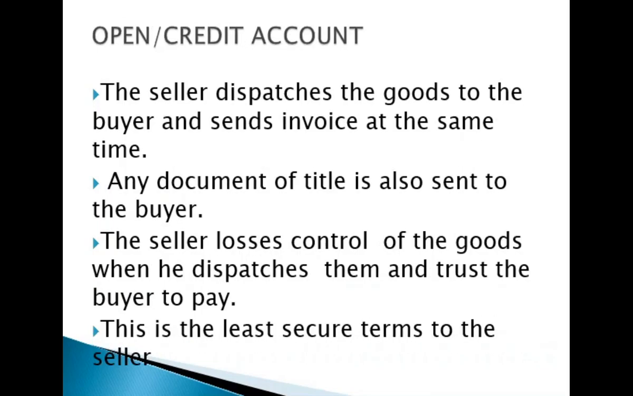Now, in open or credit account, the seller dispatches the goods to the buyer and sends the invoice at the same time. Any document of title is also sent to the buyer. At this stage, the seller loses control of the goods when they dispatch them and trusts the buyer to pay. This is based on trust of the buyer to pay. And this makes it the least secure term for the seller.